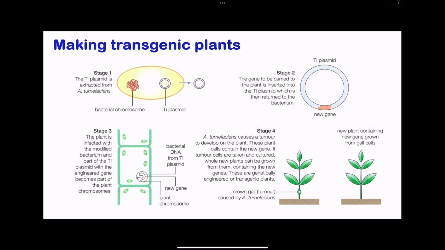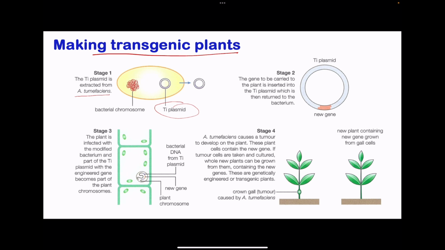Going on to making transgenic plants. Plants can also be transformed to obtain specific traits that are beneficial. A good example is using the bacterium A. tumefaciens, which has the ability to infect plants. It has a specific plasmid, which we can see here, and this plasmid can be extracted.